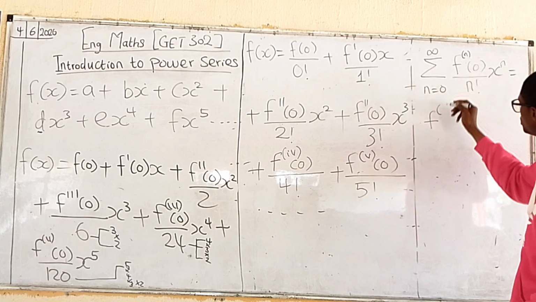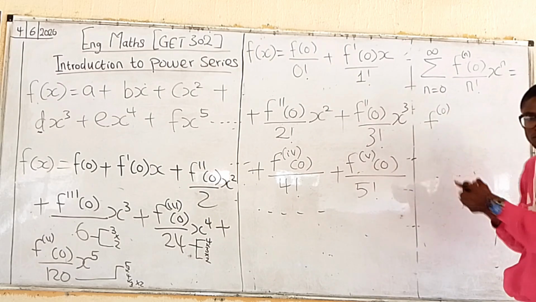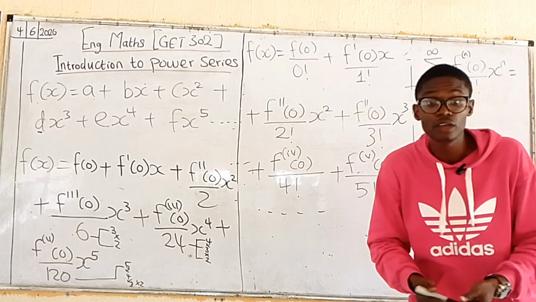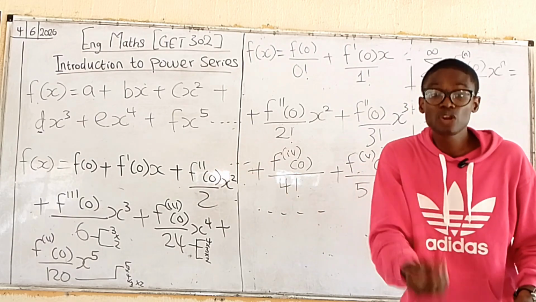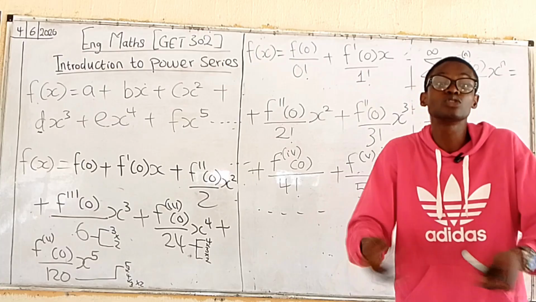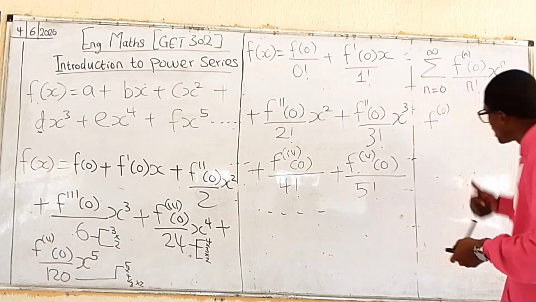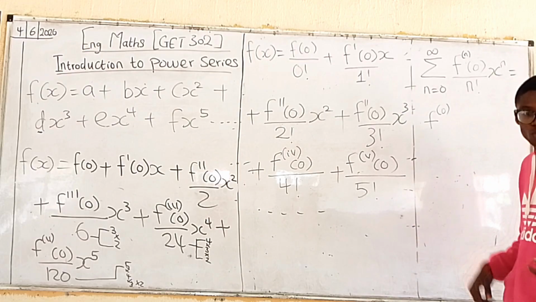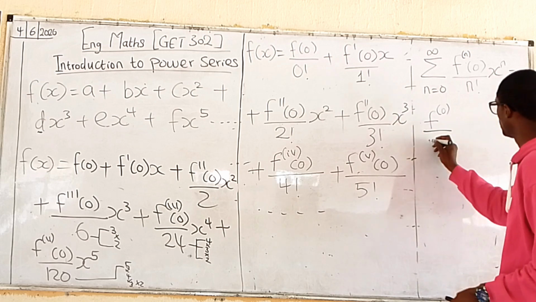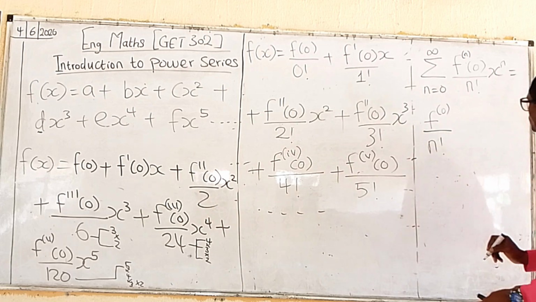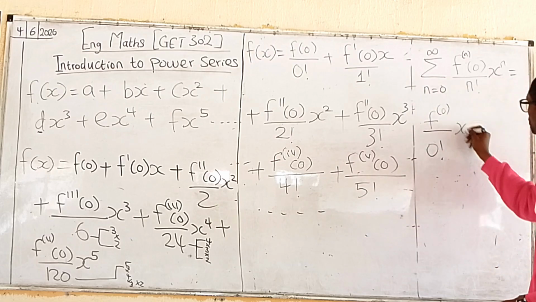n here will be what? 0. What this 0 in the bracket means is another way of representing derivative. It means the 0th derivative, which means it was not differentiated. The first derivative means it was differentiated once, right? So the 0th derivative means it was not differentiated. All over n factorial. What is our n? Remember, it is 0.